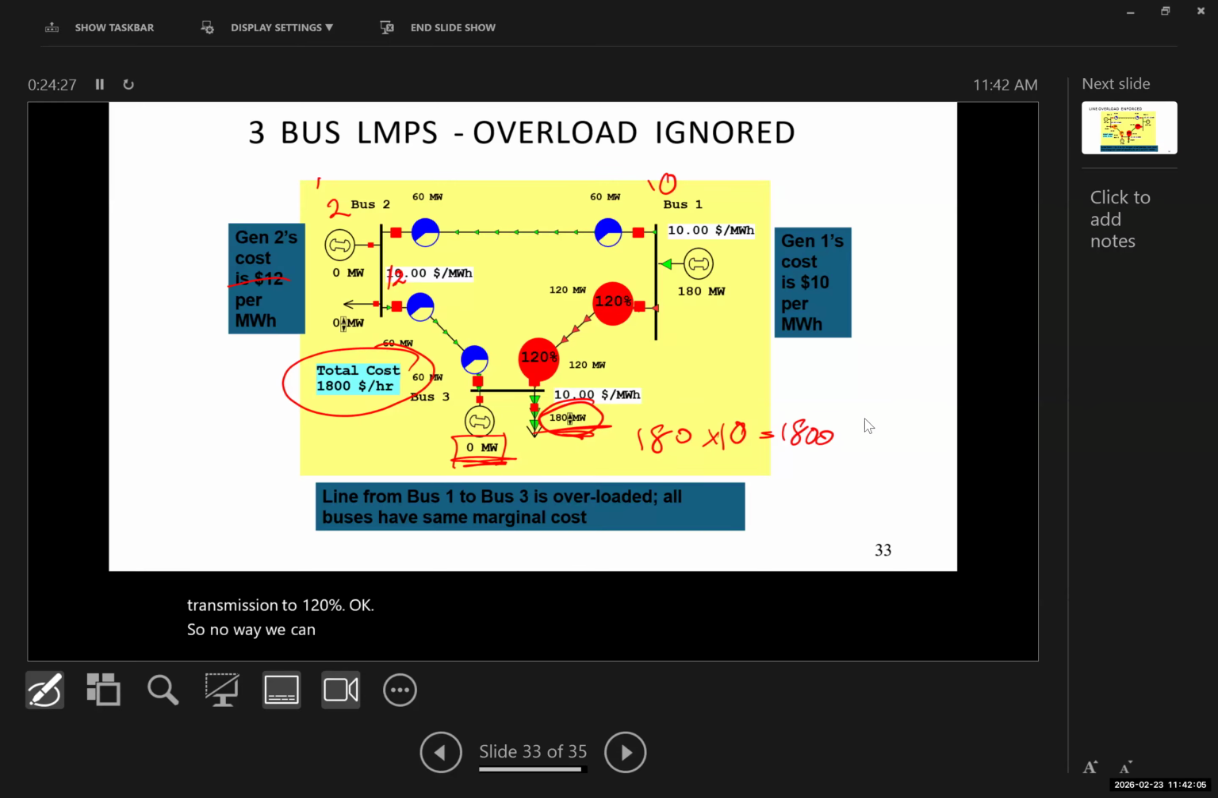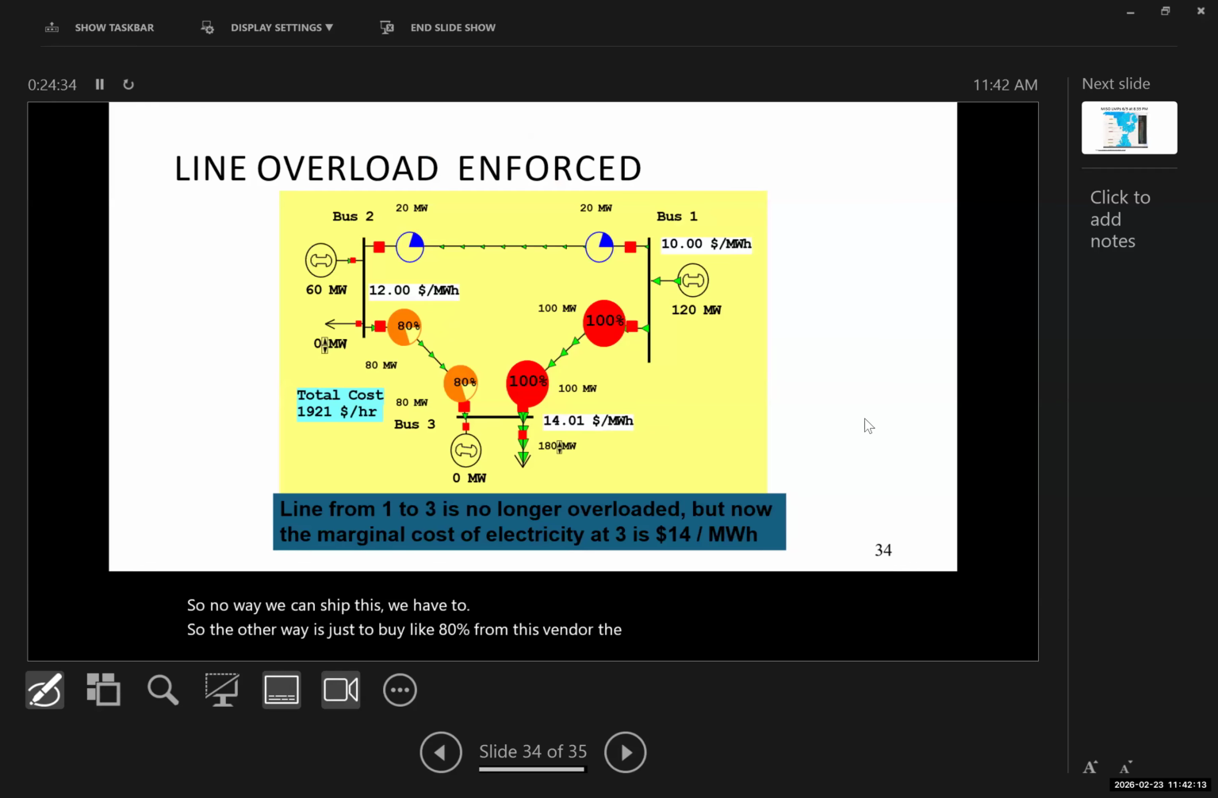We have to ship. So the other way is to buy 80% from this vendor and the rest from the other vendor, and we end up with this. So we buy 800 units from Amazon directly, and we buy the other 200 from eBay. It's exactly the same product, but now I'm rerouting the system. Now my cost goes to 1,921. Where did we get this number?